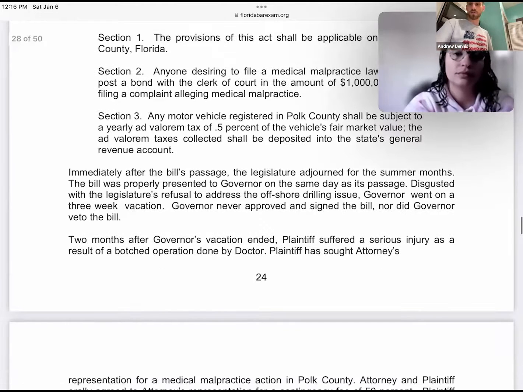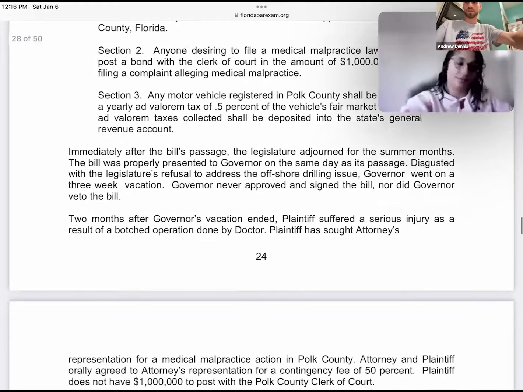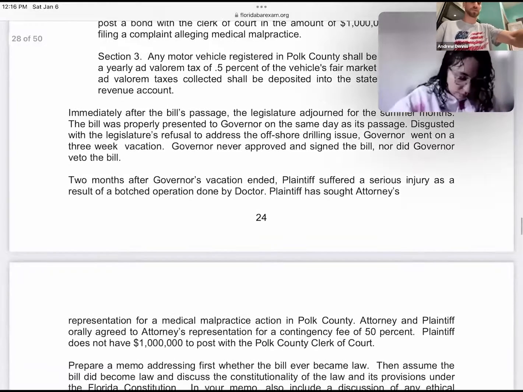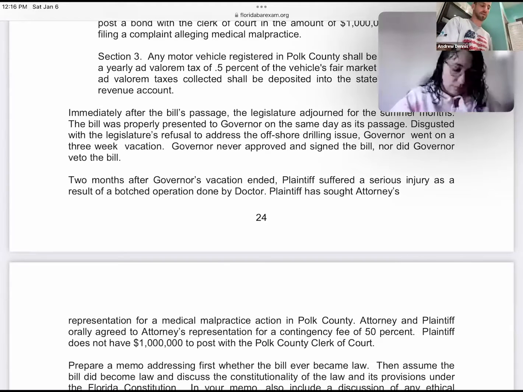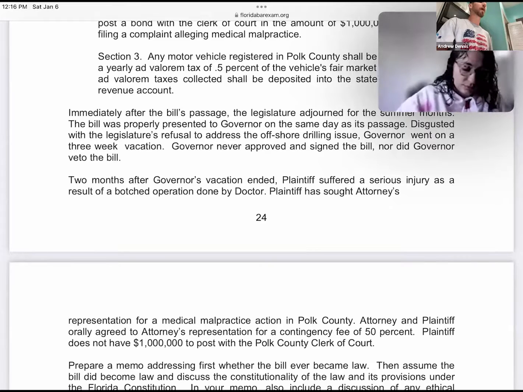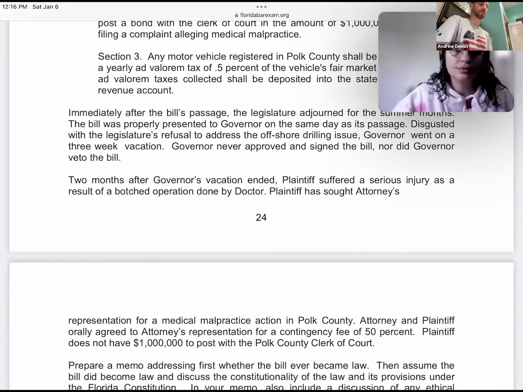All right, 2 months after the vacation ended, he suffered serious injury. Okay, standing, right? Do they have standing? Yes, because they suffered an injury. Plaintiff has sought attorney's representation, so there's state action, and it's justiciable because it's a live controversy. Again, that whole standing, justiciability, state action, that could be 1 paragraph. Maybe it's 2 if it's really important, but unless you see that they're really talking about that being an issue, it's really not an issue.